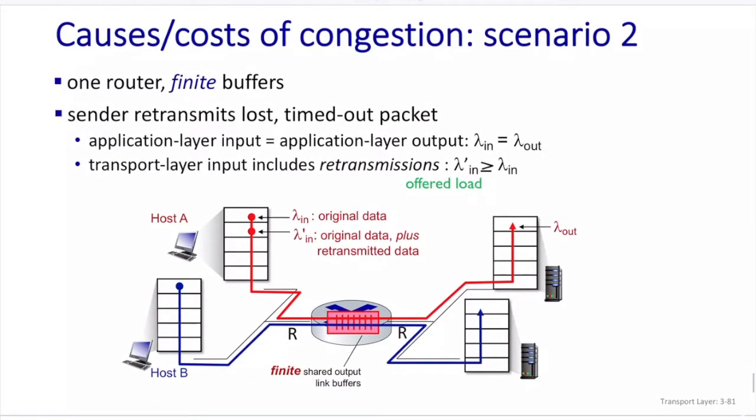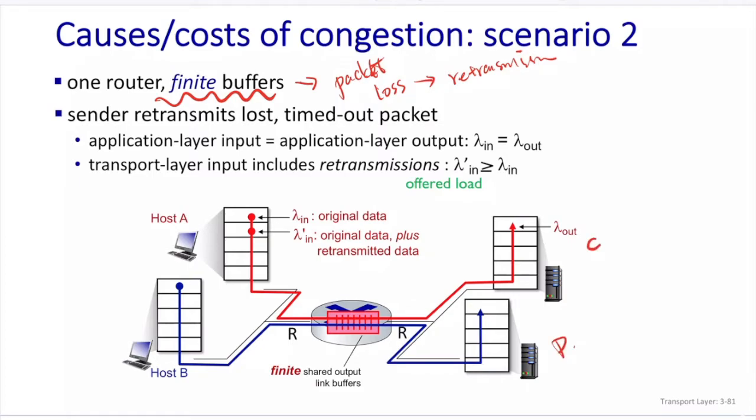So let's take a look at scenario number 2. Now we have finite buffers. Finite buffer indicates packet loss. Packet loss indicates retransmission. Right? Because we have finite buffer, the buffer might fill, and the router might need to drop the packet, so the sender might have to retransmit the packet.